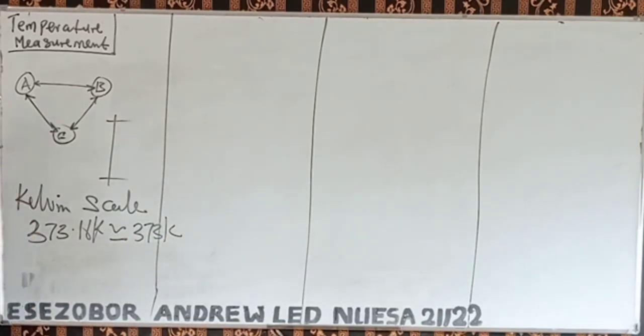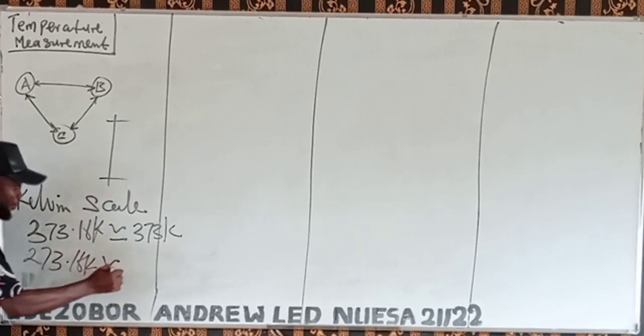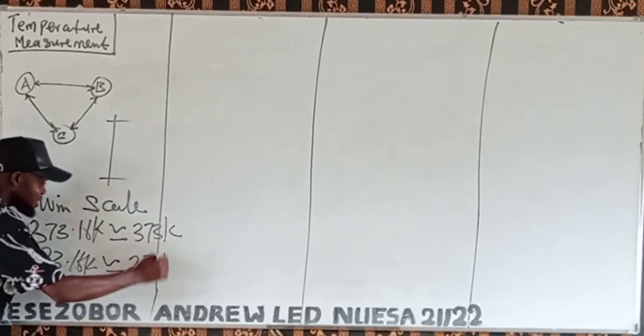What about the lower fixed point of this scale? It is 273.16 Kelvin, which is approximately 273 Kelvin.